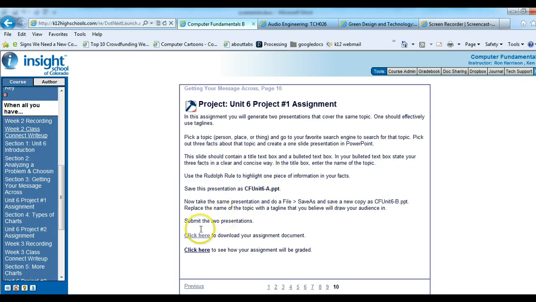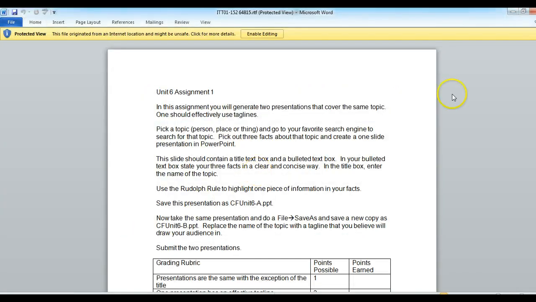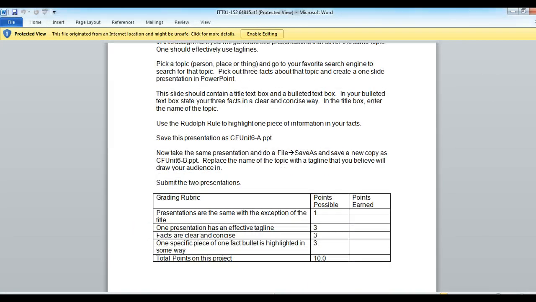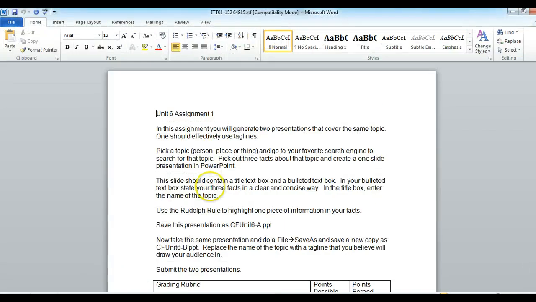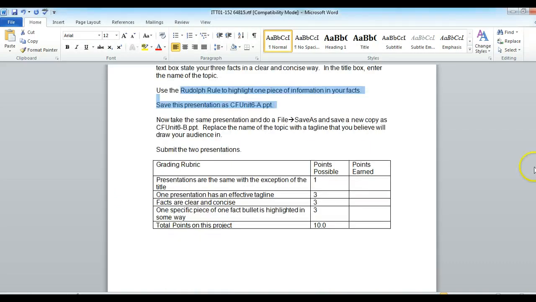Now, before you do the work on all these assignments, make sure you look at how it's going to be graded. So if I go here, I can see how this is going to be graded. So again, for version A, you use the Rudolph rule, and it has a boring heading. Then in version B, you make a tagline. Instead of the name of your topic, you put a good tagline. And here's how you get graded on it. Don't turn anything in unless you've done all of these things to get the full credit.